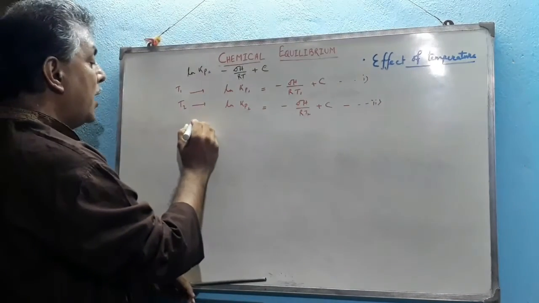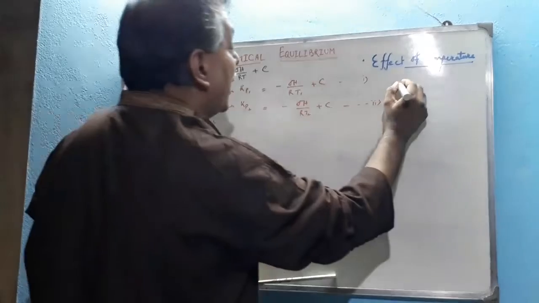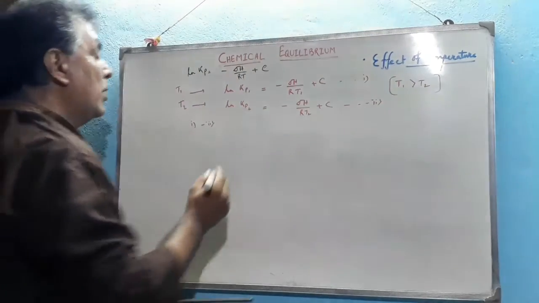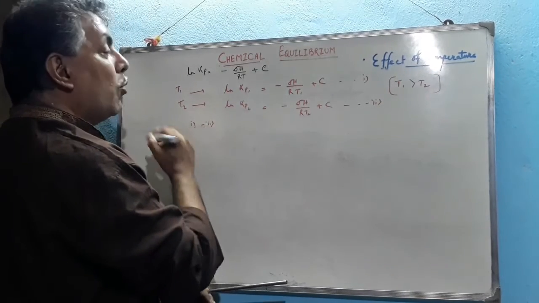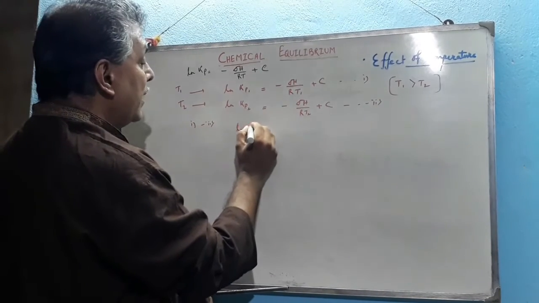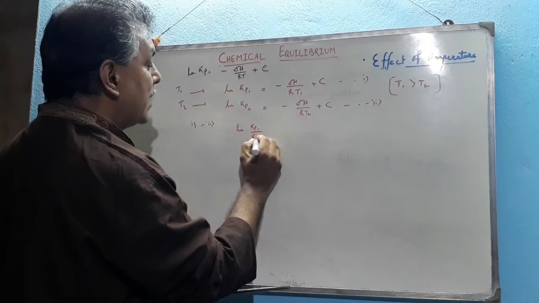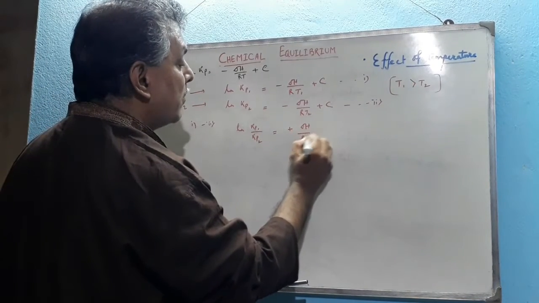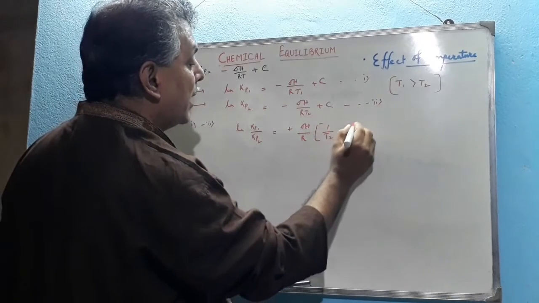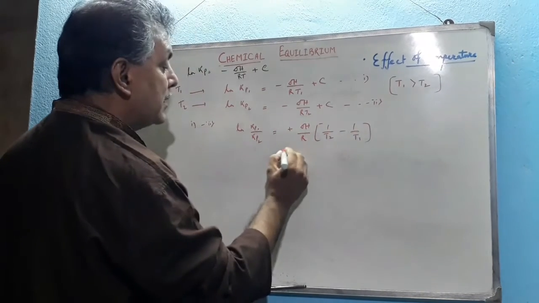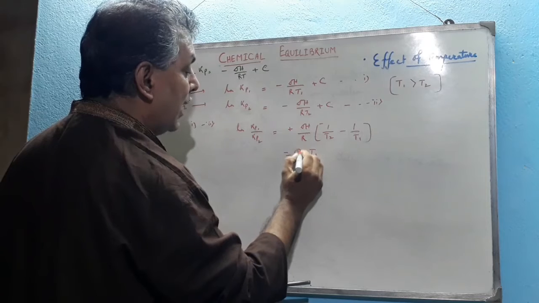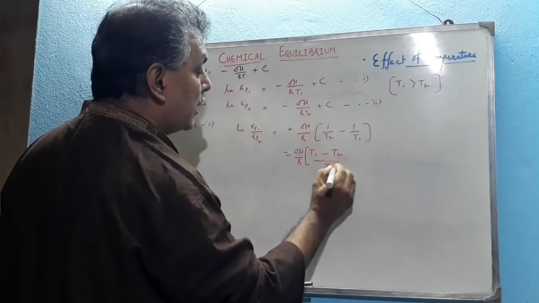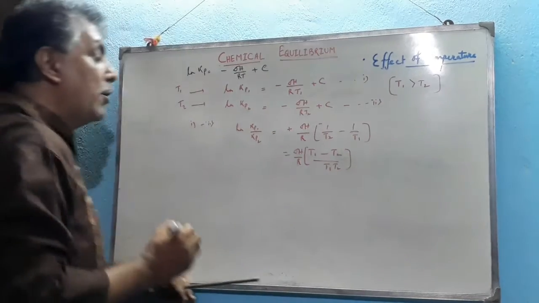Now suppose we take 1 minus 2, where T1 is greater than T2, this is the condition. If we subtract 2 from 1, then we get ln Kp1 by Kp2 equals plus ΔH by R times (1 by T2 minus 1 by T1). Hence this becomes ΔH by R times (T1 minus T2) by T1T2.